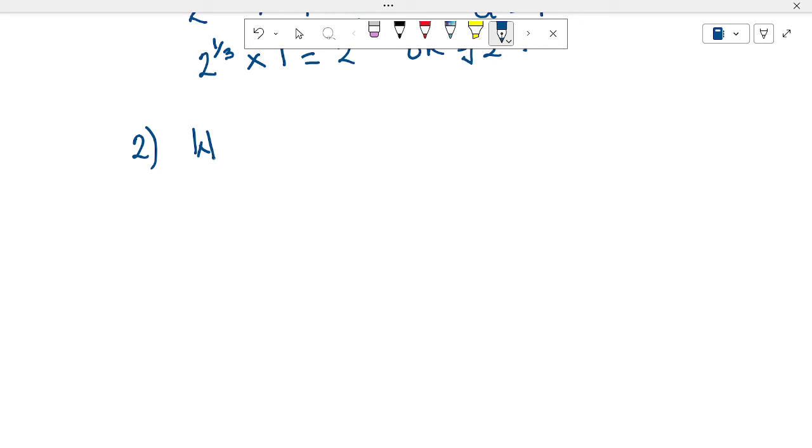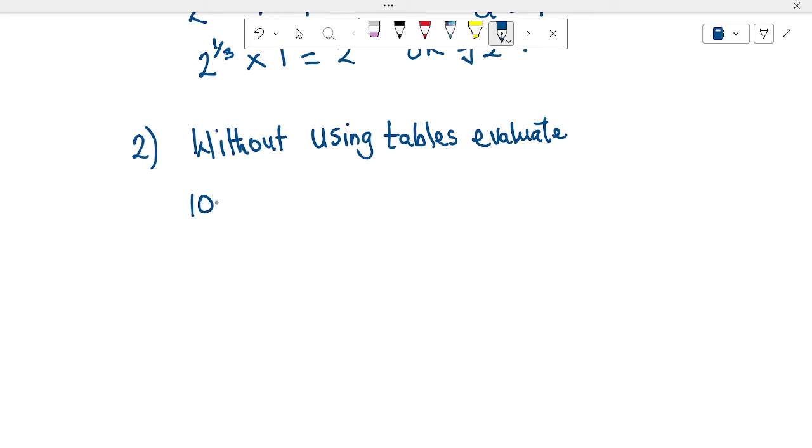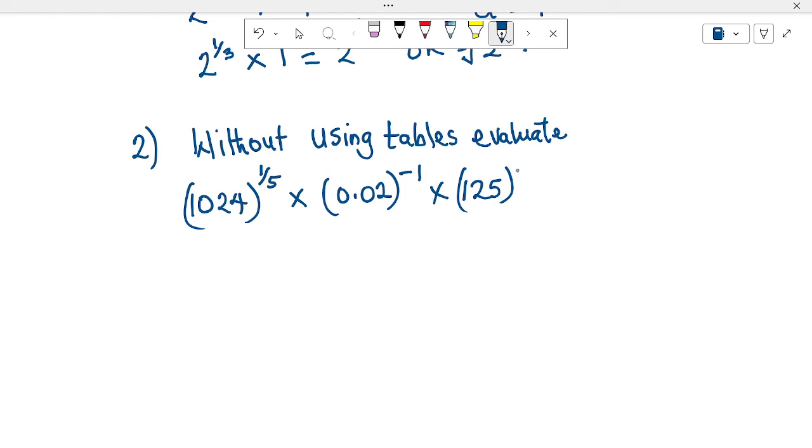Okay, without using tables, evaluate 1024 raised to power 1/5 times 0.02 raised to power -1 times 125 raised to power -1/3.